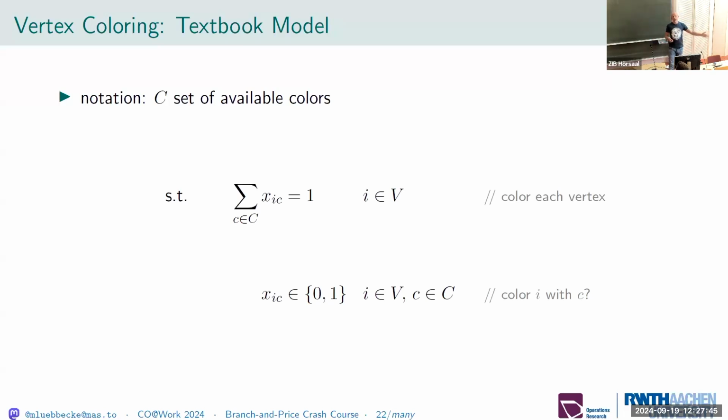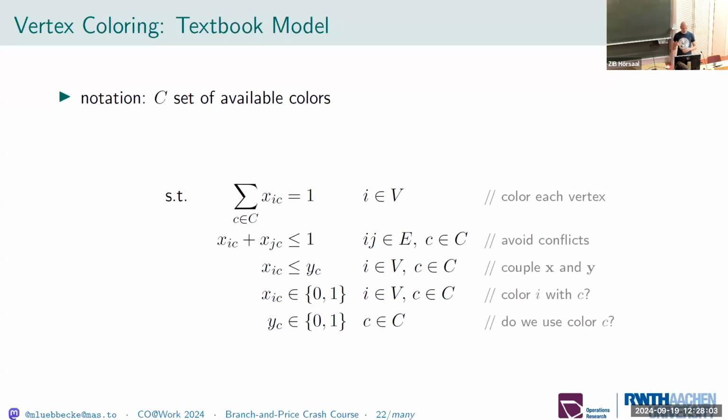And then you can say, okay, every vertex must receive a color. So from the selection, I must select exactly one. Neighbors must receive different colors, so I cannot use the same color for the endpoints of one edge. And then again, in order to count the number of colors, we have to do this construction.